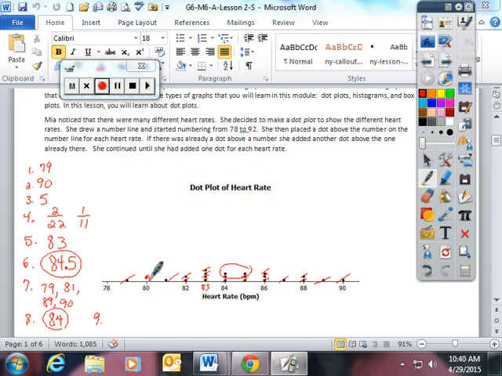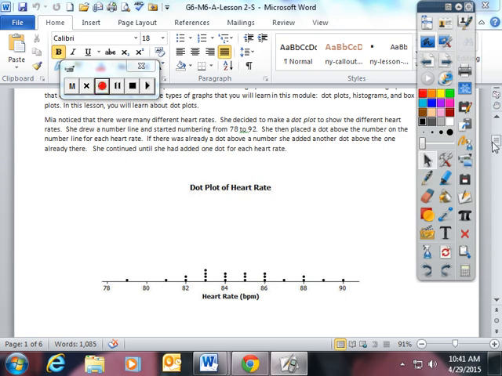Last question, number 10, how does Mia's heart rate compare with the heart rates of the other students? Okay, her 80, if you're looking at this piece of data in relation to all the other ones, she has a pretty low heart rate. I mean, it's well below our middle, our median. She's definitely on the lower end of the scale. So for number 10, that's what I would say. Okay, let's keep going on with the lesson.